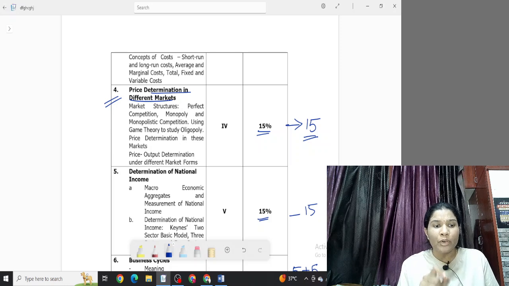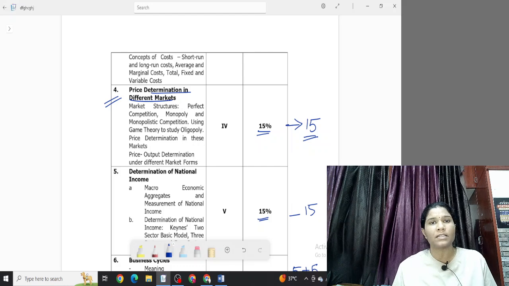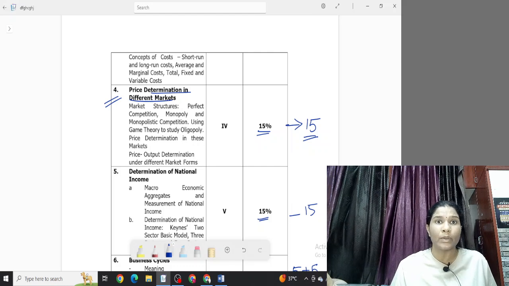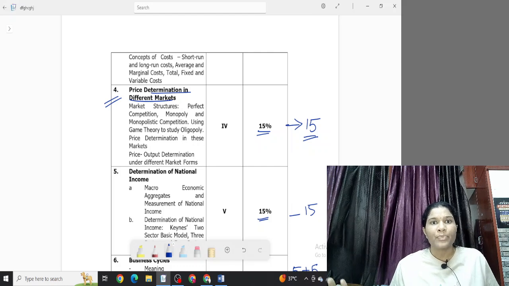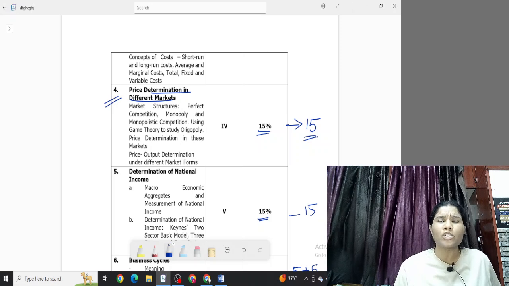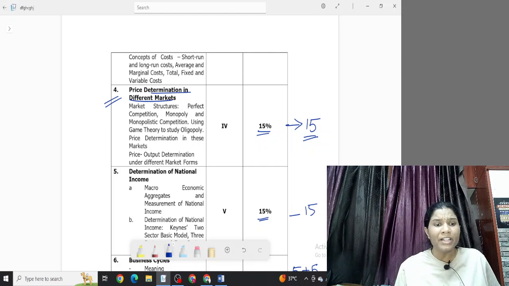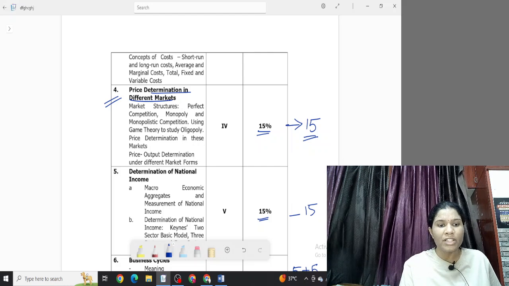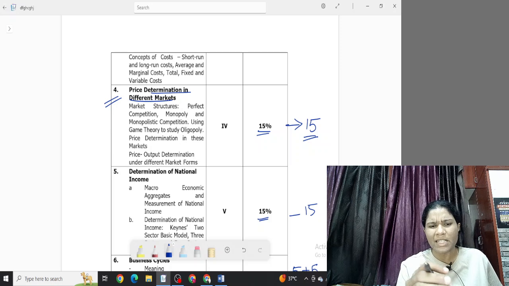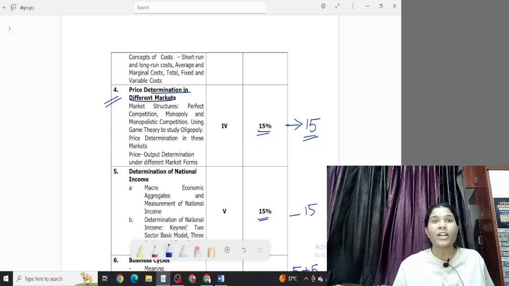So you can finish the fourth chapter and fifth chapter, business cycle, and the first chapter. These four chapters you can finish within 1 month, I tell you. That is the maximum time it will take. But if you're already comfortable with the topics, because these are all +2 and +1 portions, then definitely you will be able to finish these 4 chapters within 15 days.